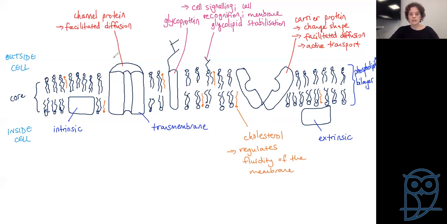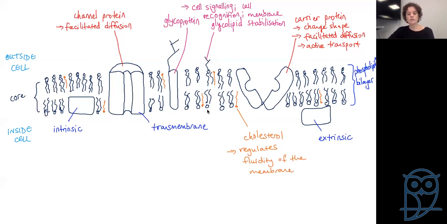So let's just touch on one of these extrinsic proteins. And this is where you would want to link in with what you do for cell signaling. Okay, when we do cell signaling, it's a relatively new part of the syllabus. So you need to be a bit careful when you're learning it to make sure you get the detail.